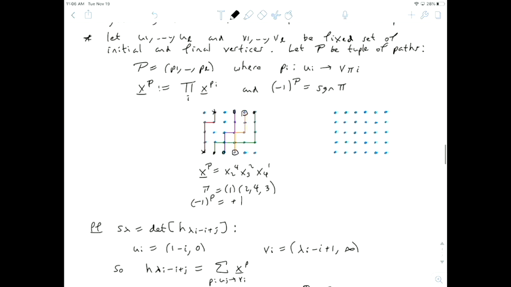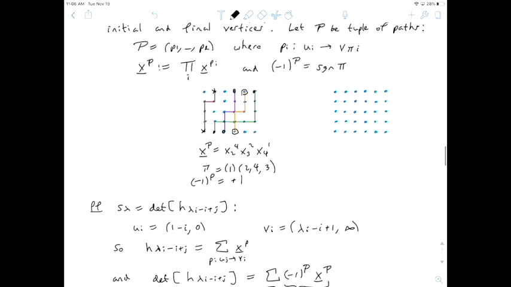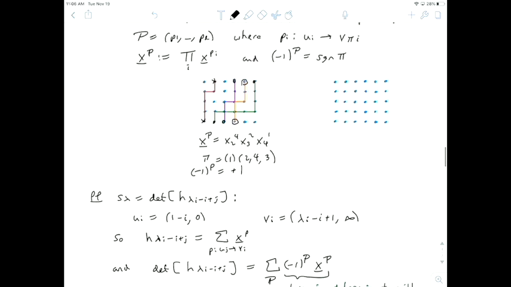Okay, so how do we prove this Jacobi-Trudi identity? I'm trying to prove s_λ is a determinant of the complete homogeneous functions. I'm going to say that my starting points are at height 0, but the ith starting point is at coordinates (1 − i, 0). And my endpoints are where I want my matrices to land. I'm going to say that they're at λ_i − i + 1, and I don't care about the height. Okay? So these are very specific fixed points that I chose.